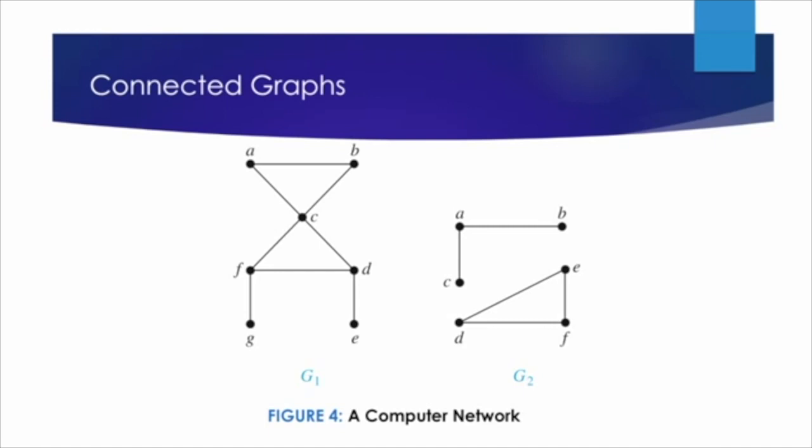Now we will discuss the graphs shown in figure 4. Graph G1 in figure 4 is connected because for every pair of distinct vertices there is a path between them, and you can verify this.